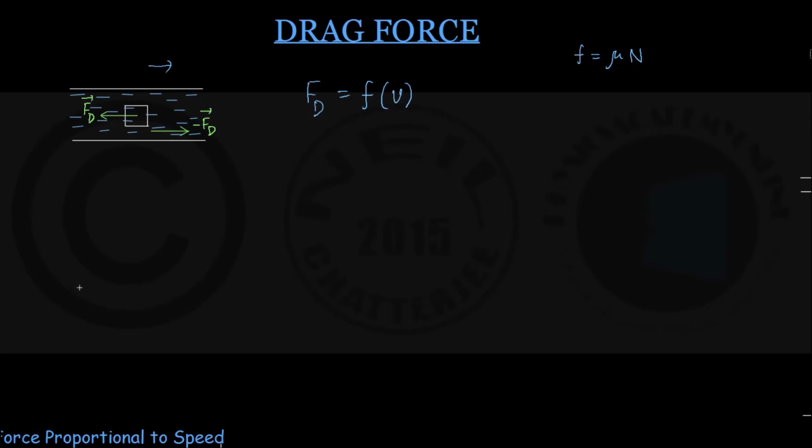Now again, under this situation, there are two cases. When the relative speed between the solid and the fluid is low, it has been found the drag force is proportional to v, that is, the first power of v. On the other hand, if the relative speed between the solid and the fluid is either ordinary or high.